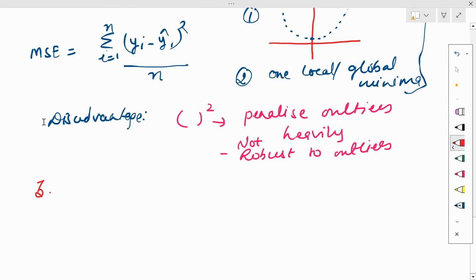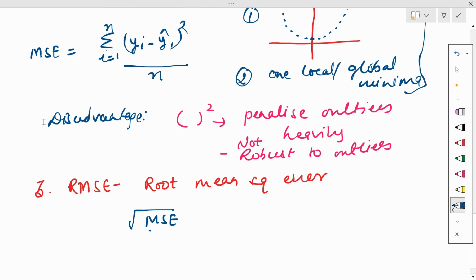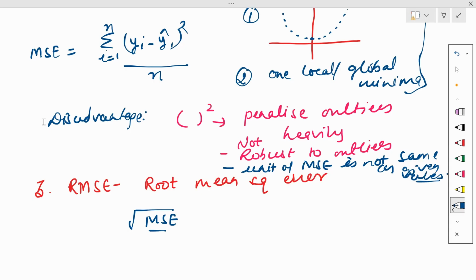The other function that we will study today is RMSE, which is root mean square error. As this suggests, RMSE is nothing but the root of MSE. Okay, I missed one. There is one more disadvantage here, that is the unit of MSE is not the same as the given values, because we have already squared that.